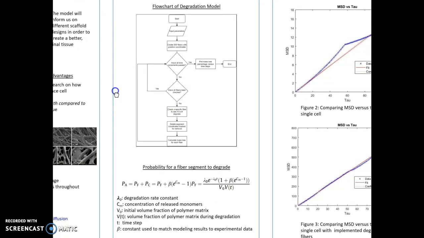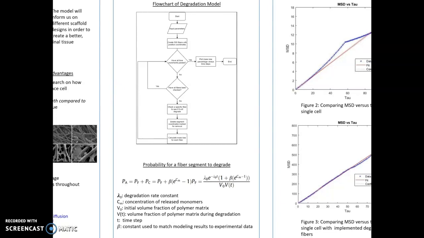Here is a general flow chart of the degradation model that we designed. We first state all the parameters we found in the two papers. We then have the code generate a scaffold containing 500 fibers, along with their corresponding position coordinates. The general idea for this model is then to have the simulation loop through all the time steps we had set. If not all time steps have been incremented, we proceed to the question of, have all fibers been checked? This is how we check each fiber at each time step to see if it will degrade. This is where it gets a little bit more complicated than what is shown on the screen here at this box.